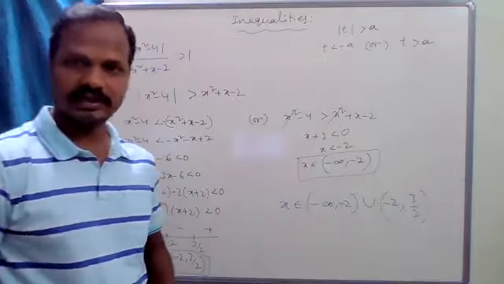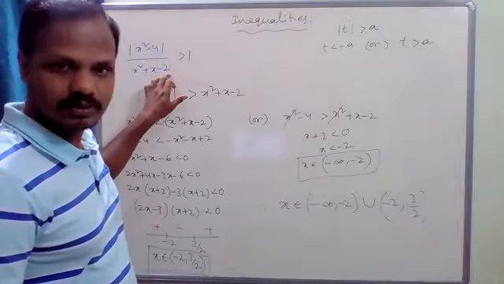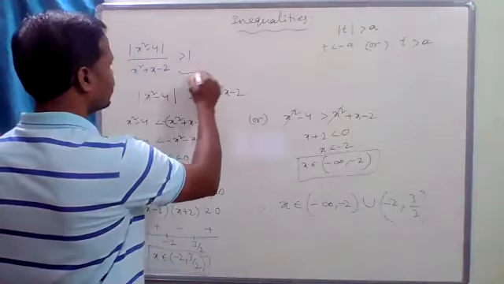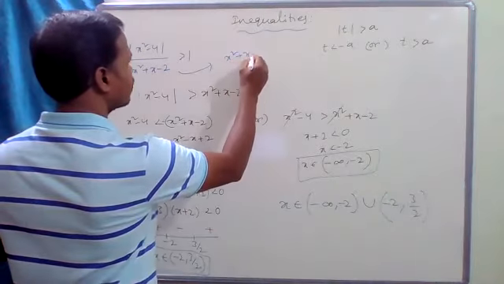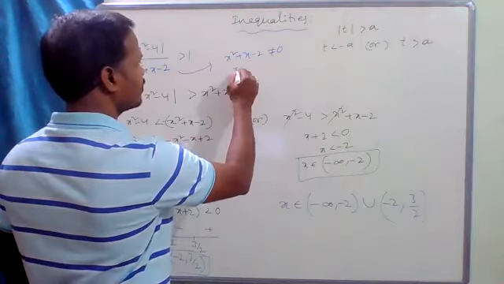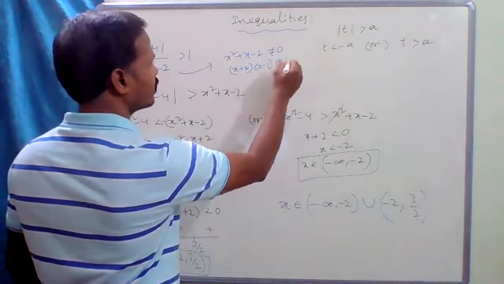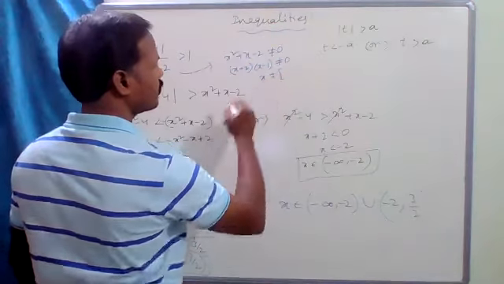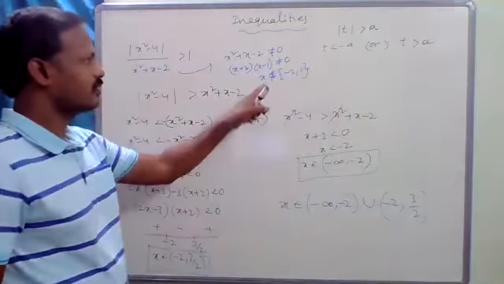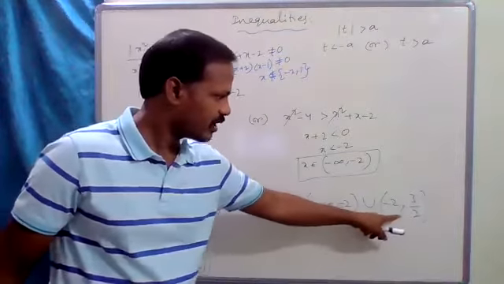Here one more thing is there. See, this should not be 0. x² + x − 2 should not be 0, that is also one more important point. Don't forget, this should not be 0 because it is in the denominator. So (x + 2)(x − 1) is not equal to 0. So x does not belong to the set {−2, 1}. So check whether −2 and 1 are there.